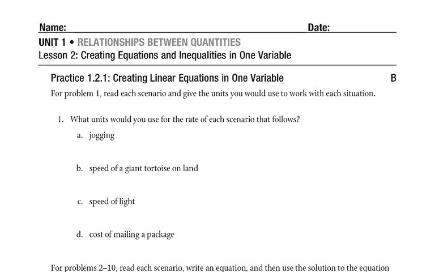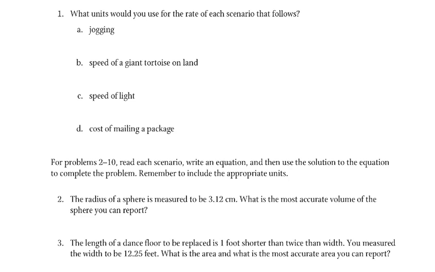So here's Form B of Practice 1.2.1. Take a look at this first if you're struggling with the actual A homework, and then you can try that A homework again once you've seen these. So what units would you use for the rate of each scenario that follows?